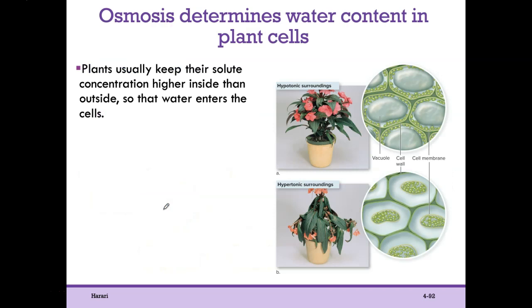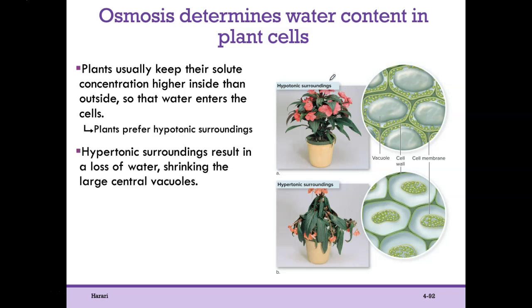And osmosis determines water content in plant cells. Plant cells like to keep their solute concentration higher inside than the outside, so water will always want to enter the cells, right? So in hypotonic surroundings, the plants can be very upright. Plants prefer hypotonic surroundings, meaning the inside of the cells is always more salty. So by default, water will be drawn inside of the cell.